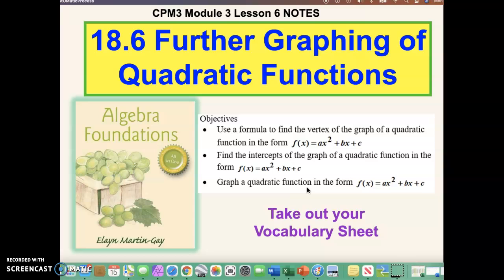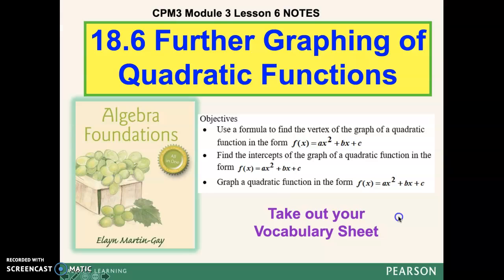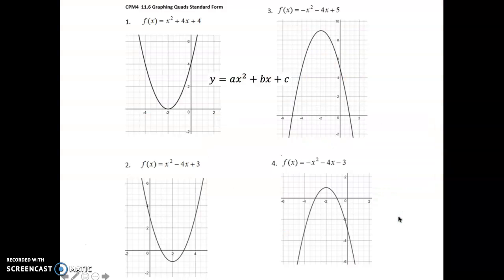We are going to graph quadratic functions. This is section 18.6 in your textbook. Okay, we know what a quadratic equation is. We've worked with those. And a quadratic equation in standard form is ax squared plus bx plus c.